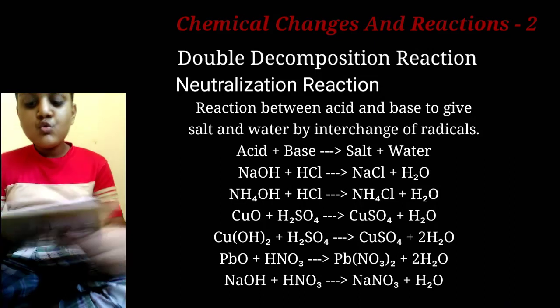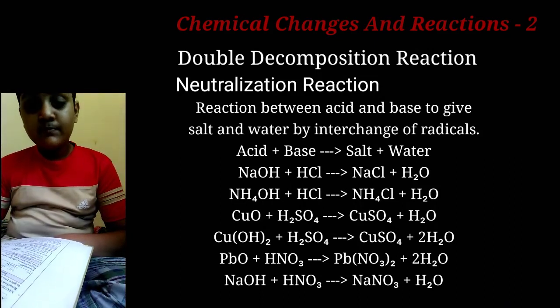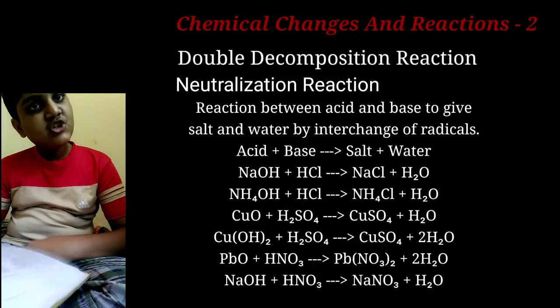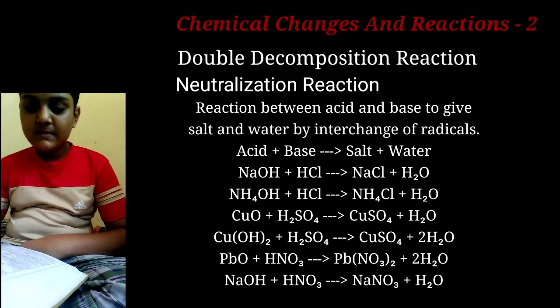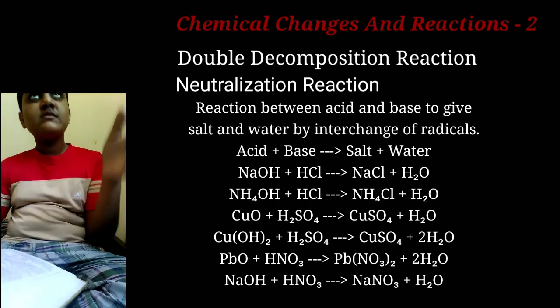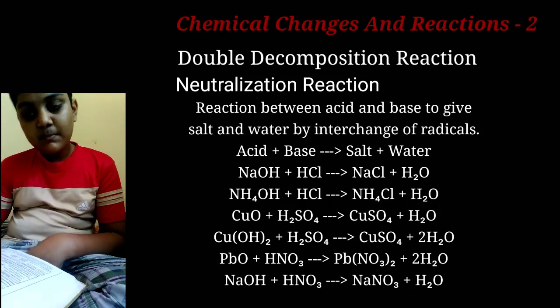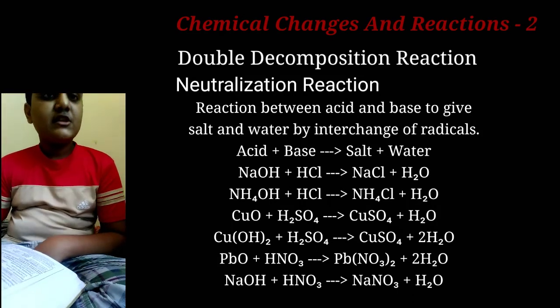First one, CuO plus H2SO4 gives CuSO4 plus H2O. PbO plus HNO3 gives Pb(NO3)2 plus H2O. Cu(OH)2 plus H2SO4, what will you get? CuSO4 plus H2O. Pb(OH)2 plus HNO3 gives Pb(NO3)2 plus H2O.